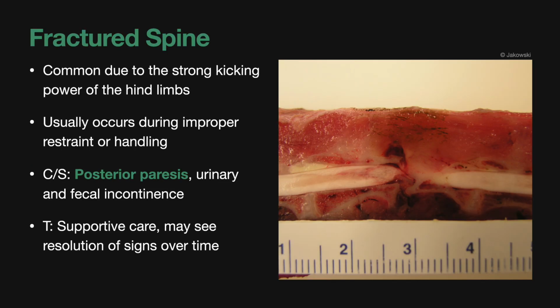Fractured spines are common in rabbits due to the strong kicking power of their hind limbs. Usually these spine fractures occur due to improper restraint or improper handling. Clinical signs include posterior paresis and urinary and fecal incontinence. Treatment involves supportive care, and some rabbits may have their clinical signs resolve over time.